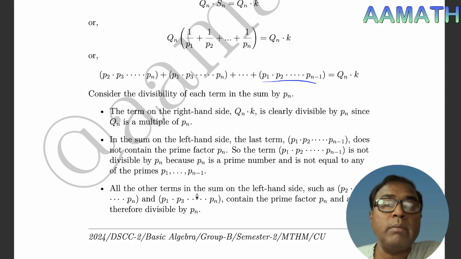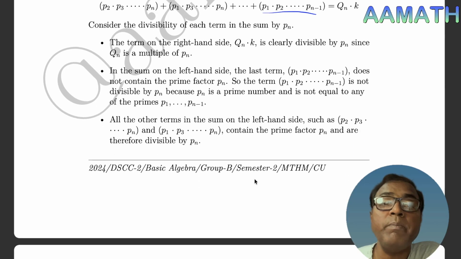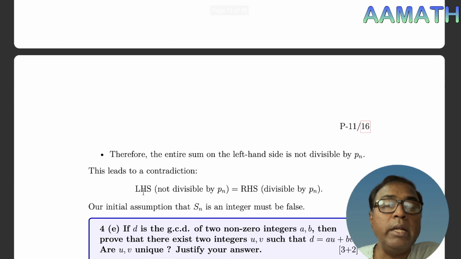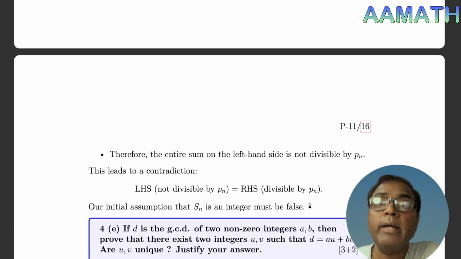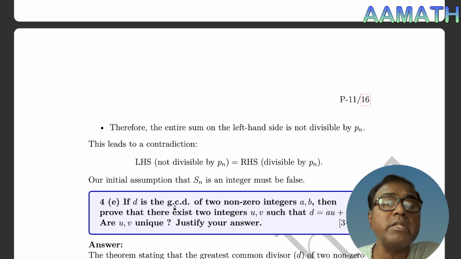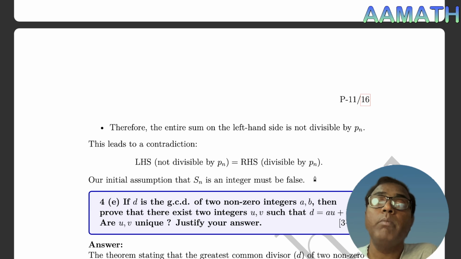All the other terms in the sum on the left hand side, the first term, second term, and all the other terms, contain the prime factor Pn and hence are divisible by Pn. But as a whole, the left hand side is not divisible by Pn. So the left hand side is not divisible by Pn, while the right hand side is divisible by Pn. This is the contradiction with the initial assumption. The initial assumption that Sn is an integer must be false.